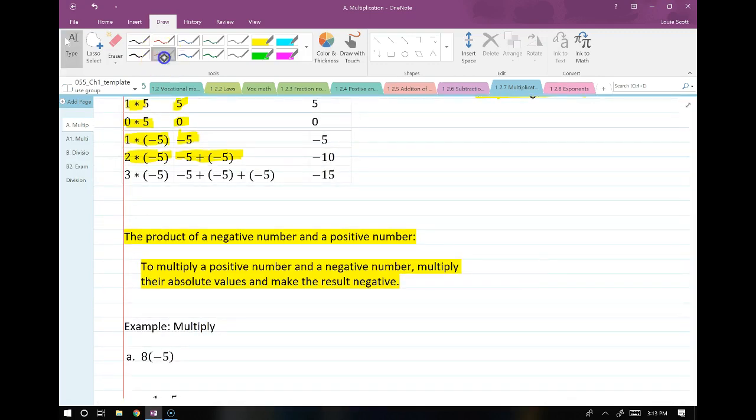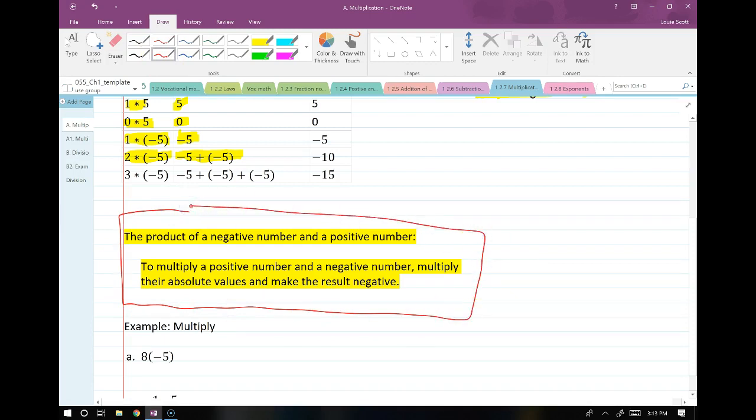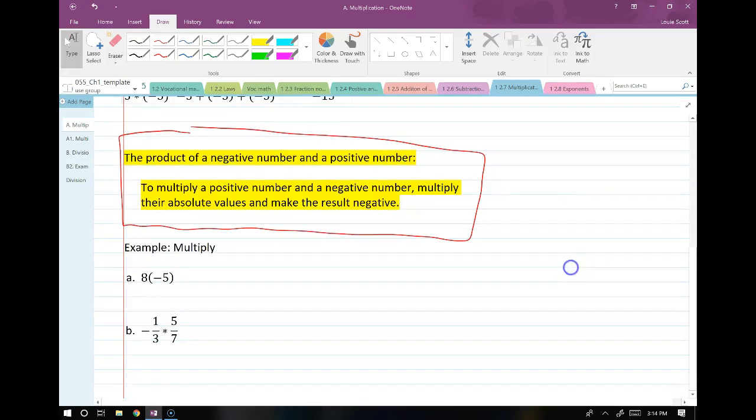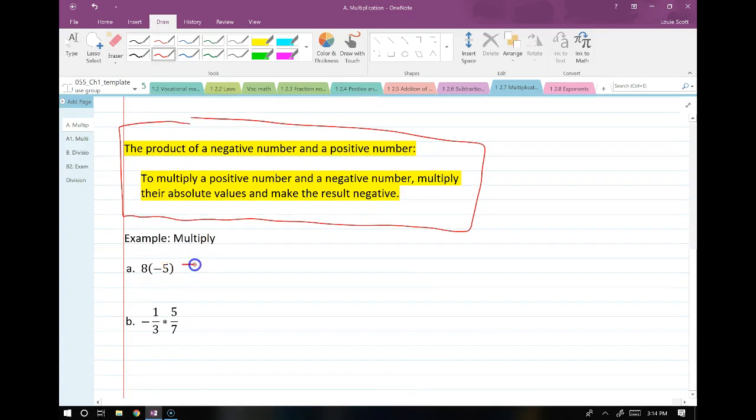So that leads us to the official rule that says the product of a negative number and a positive number is negative. And to find the result, we multiply their absolute values together and just make the result negative. All right, and so in this first example, they tell me to multiply 8 times negative 5. I know that the absolute values of these are just 8 and 5, right? 8 times 5 is 40. Since one of these has a negative sign, the end result is negative. And that's really all you do. You multiply the two digits and then apply the negative sign as needed.